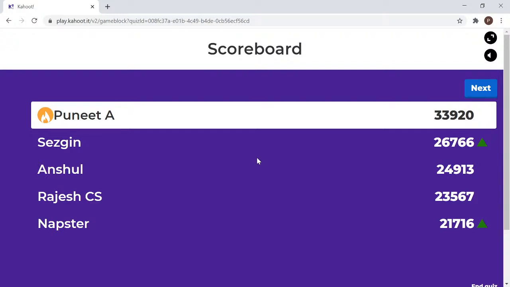Skis can come into the second spot, and Puneet A is on fire.